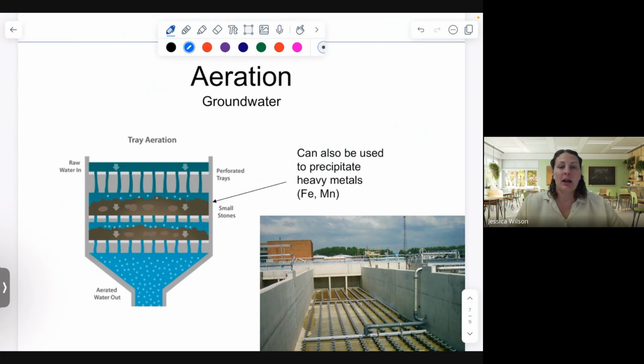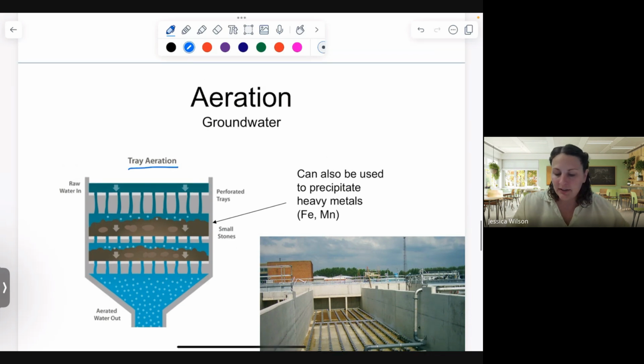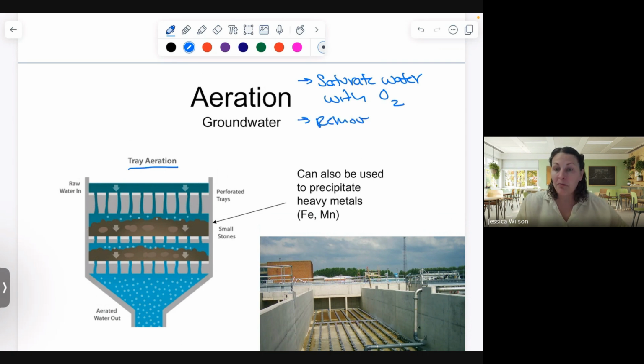The next preliminary unit operation is aeration. Aeration is primarily accomplished through the use of these tray aerators. And the whole purpose of aeration, as the name implies, is just to saturate the water with oxygen. And we do that because we want to remove some of the major groundwater contaminants that we talked about last lecture. And those contaminants would be our SOCs and our VOCs.